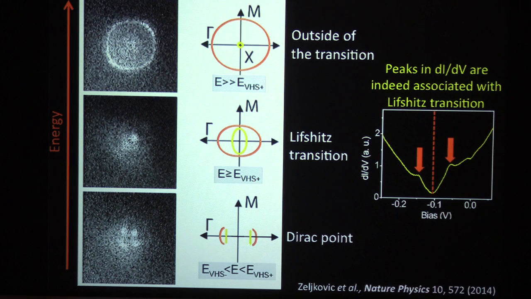Here, for example, it's the Lifshitz transition in a topological crystalline insulator, where you go from two independent Fermi surfaces to a position where these have merged into an electron and hole-like Fermi surface. And now you see below the Lifshitz transition, you get these four dots, and above you get circles. So the Fermi surface topology gets beautifully captured by the Fourier transforms.